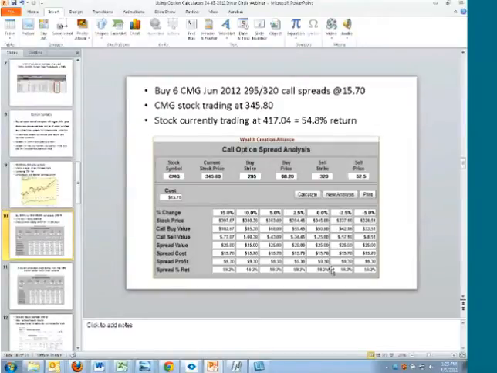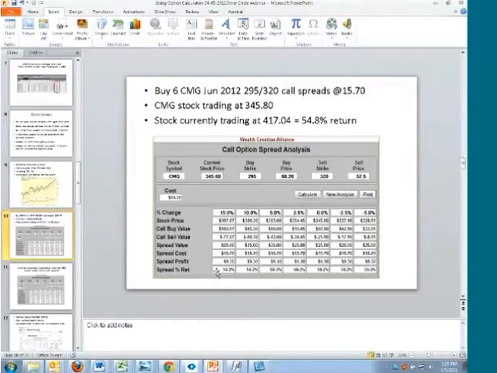So I was able to determine before we even took this trade what this profit potential was going to be. So that's what makes these calculators so useful. So we have a 59% return on Chipotle, and we're getting close to this 59% return.